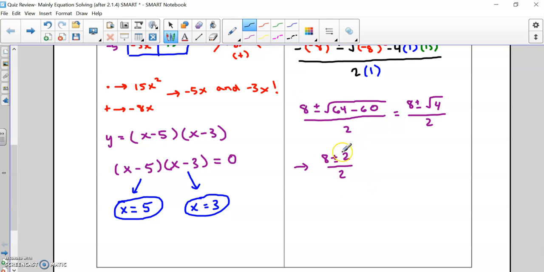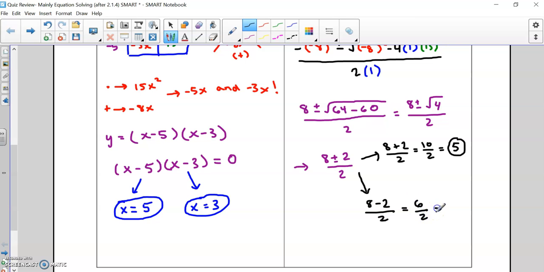So now that we have simplified it to the absolute most that we can, we get to break it out into our two answers. One uses the plus, 8 plus 2 divided by 2. This is going to be 10 over 2, which is just 5. And then the other one is with the minus, so 8 minus 2 divided by 2, which is just 6 over 2, and that's 3. And if you'll notice, we got 5 and 3, just like we did here when we factored.